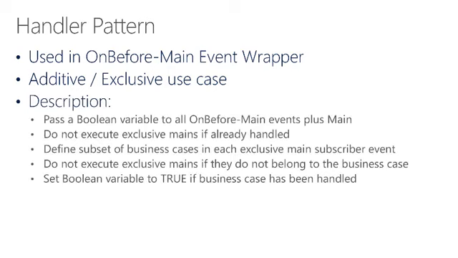So the description of the pattern is you pass a Boolean variable to all onBeforeMain events plus main. You do not execute exclusive mains if already handled. So the first line in your main function is if handled, then exit, right? So you completely bypass that if it's already handled. You define a subset of business cases in each exclusive main subscriber event. You do not execute exclusive mains if they do not belong to the business case. And so the handled Boolean variable is set to true if that case has already been handled.